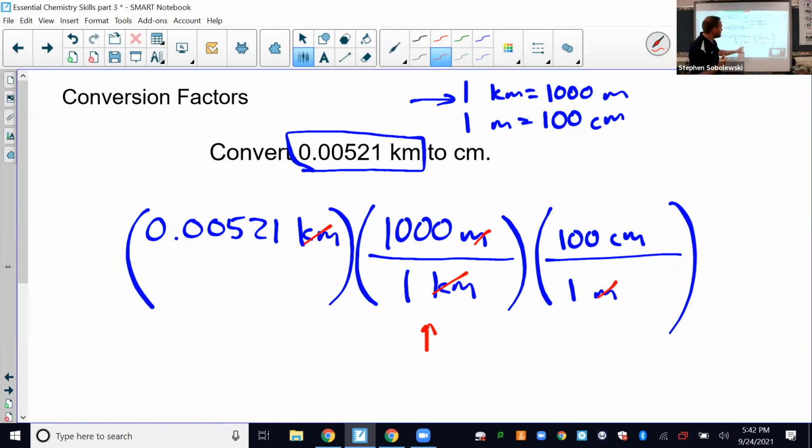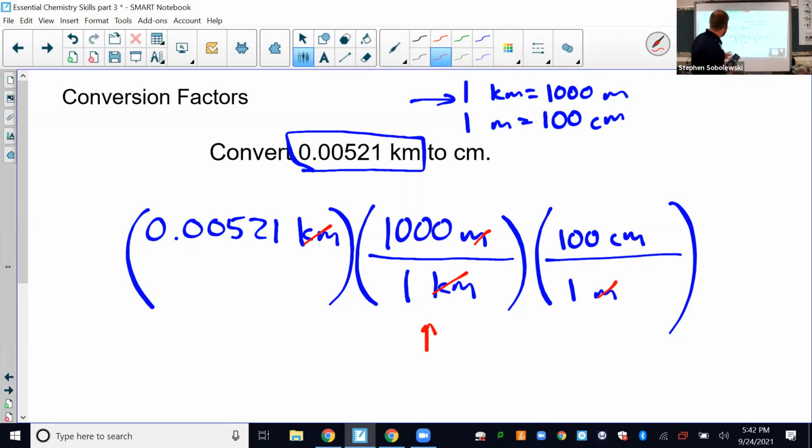So you want to make sure that you double check that your parentheses are equal to themselves, meaning that the numbers in the units are correct in that sense. Okay, notice we have canceled units. There's only one unit left, which is centimeters. That's what we're looking for.